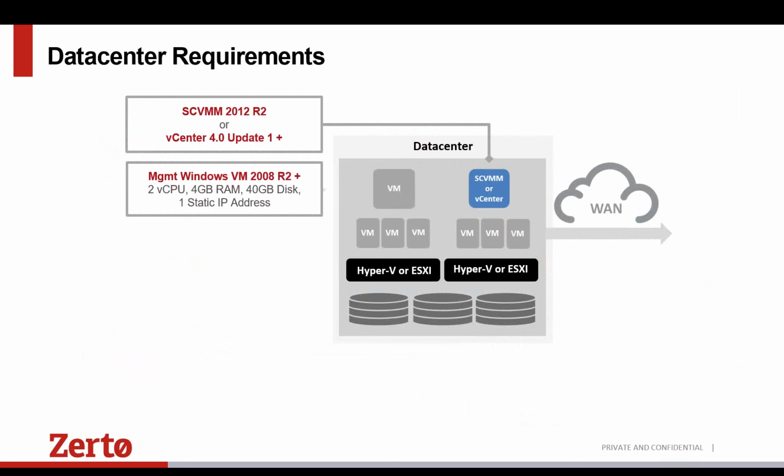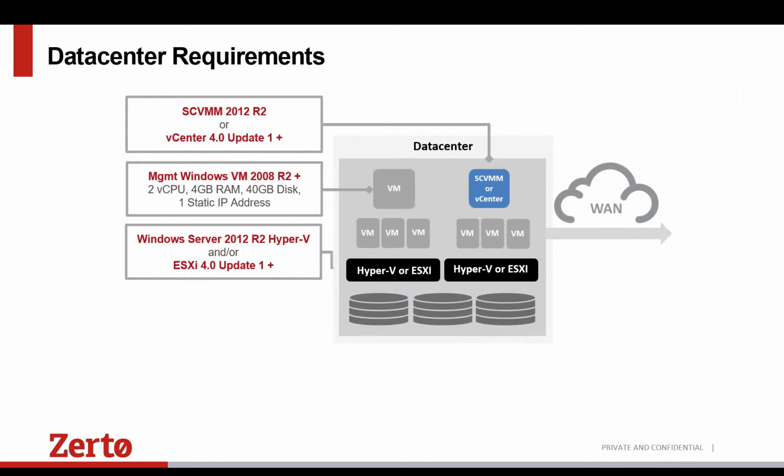You need to deploy a management Windows VM on which we're going to install the Zerto manager service that needs 2 vCPUs, 4 gig of RAM, 40 gig of disk space, and 1 static IP address. In terms of the underlying hypervisor, it should be Server 2012 R2 Hyper-V or ESXi 4.0 Update 1 onwards.